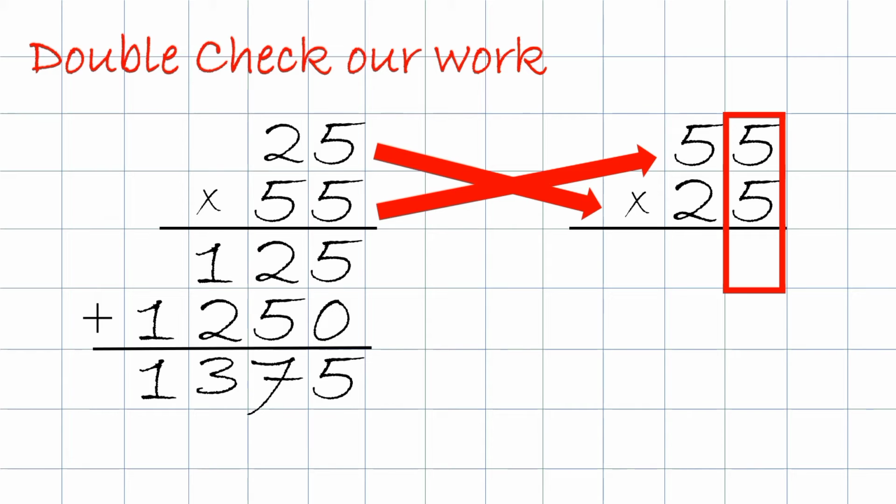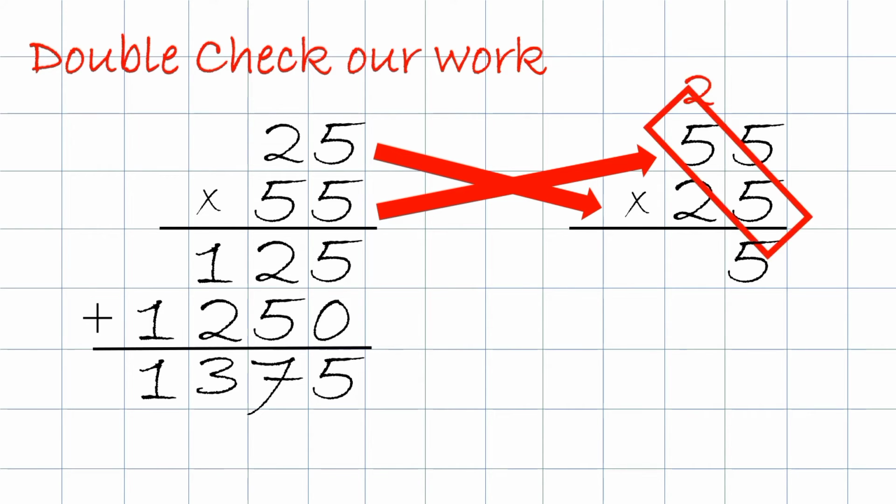So we can start by multiplying 5 times 5. The answer becomes 25. Carry 2. We move on to 5 times 5. The answer is 25. Then we add the 2 we carried and we get the answer as 27. So we get 275. We move on to 2.